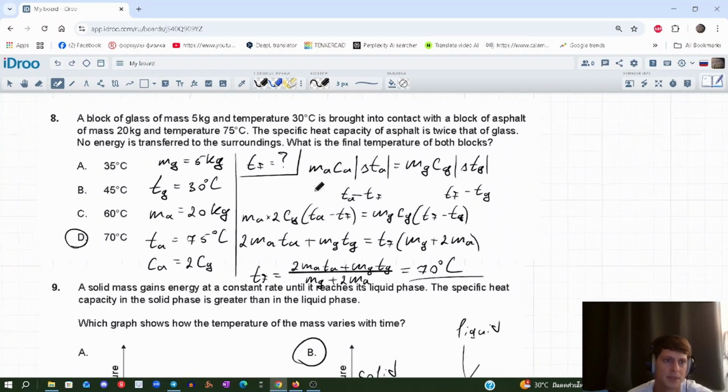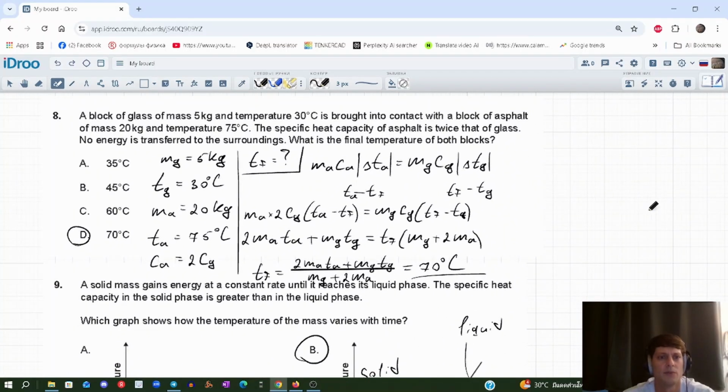Number 8. A block of glass of mass 5 kilograms and temperature 30 degrees Celsius is brought into contact with a block of asphalt of mass 20 kilograms and temperature 75 degrees Celsius. The specific heat capacity of asphalt is twice that of glass. No energy is transferred to the surroundings. What is the final temperature of both blocks?